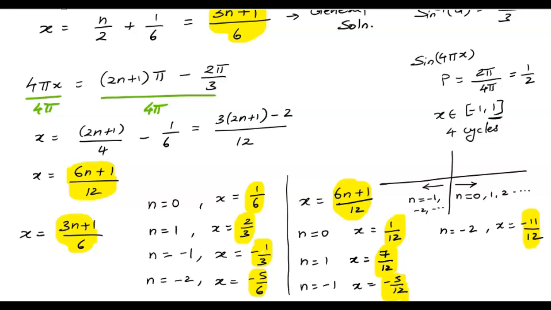So we've got 8 solutions. We talked about having 4 cycles in the domain -1 to 1, right? So we have 8 solutions, and those are our 8 solutions in this particular scenario.